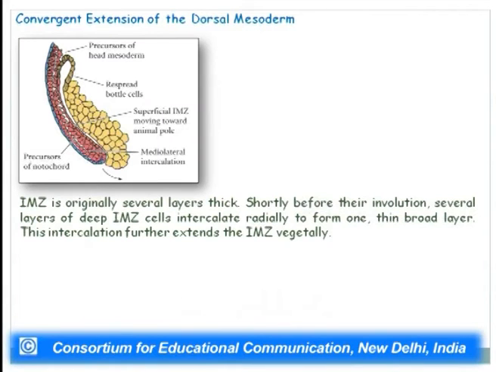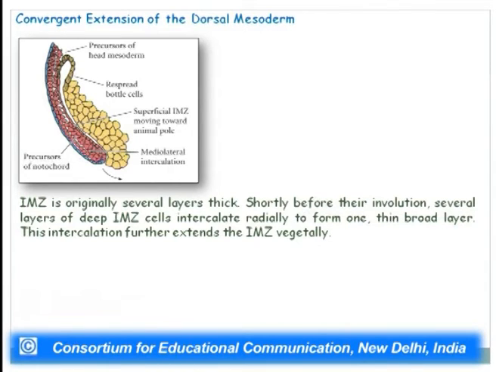The involuting marginal zone is originally several layers thick. The involuting marginal zone consists of marginal zone cells which differentiate into the cauda mesoderm, which is going to give rise to the notochord and the somites, and the head mesoderm, which is going to give rise to the head region. These two mesoderms lie in the marginal zone region and have to be involuted. But initially they are several layers thick. Shortly before their involution, several layers of deep IMZ cells intercalate radially to form one.